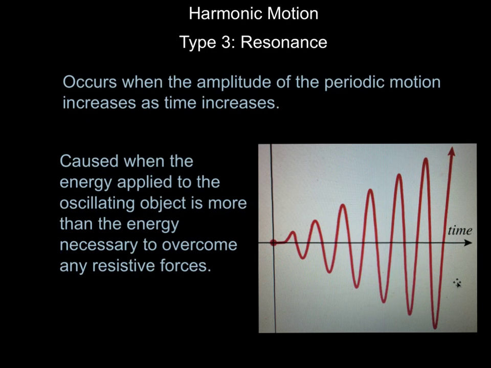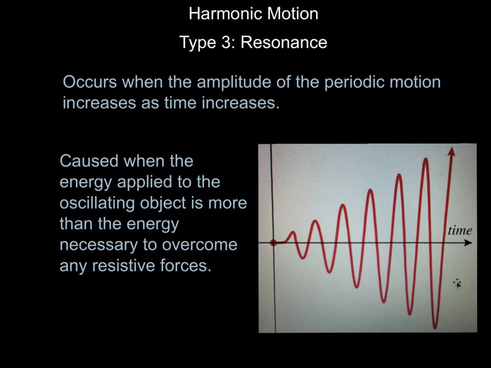The third type of harmonic motion that we have here is resonance. And this occurs when you start slow and then the harmonic motion, the oscillations, the amplitudes get higher as time increases. So it starts out low, it's just going to go up and down, and just get higher and higher and higher as you go along. Now this is really going to happen when you are applying energy, and you're applying more energy than is necessary to overcome any resistive force.